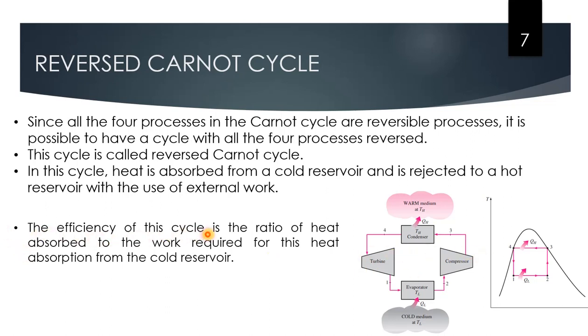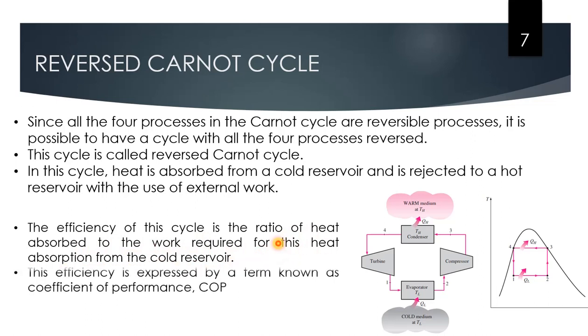So the efficiency of the cycle is the ratio of heat absorbed to the work required for this heat absorption from the cold reservoir. Okay, and this efficiency is expressed by a term known as coefficient of performance. That term is known as coefficient of performance or COP.